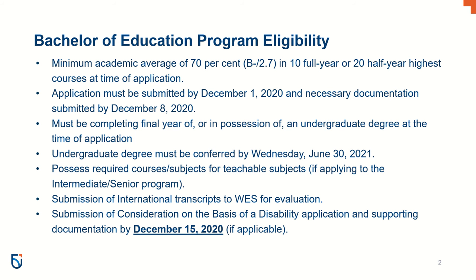We can take a combination of full year and half-year courses in order to get that total number of courses that we need. Your applications must be submitted by December 1st of 2020, and all your necessary documentation needs to be submitted by December 8th. The documents that we require are listed in your applicant portal. In order to be eligible, you must be graduating by June 30th of 2021 to start in September 2021.